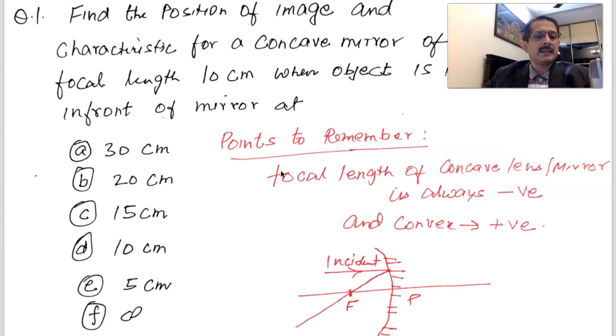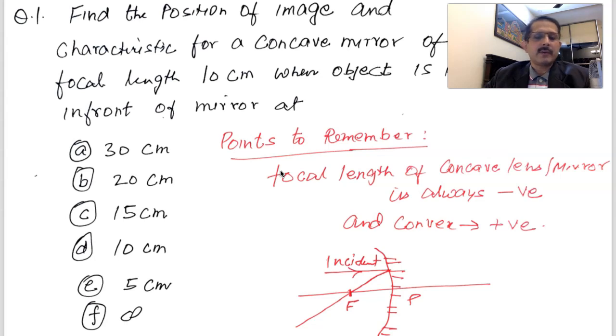So basically these 6 examples related to concave mirror we will do first, and then we will do 2-3 examples of convex lens or convex mirror as well. These A to F questions which we are doing right now will help us understand the various positions of object and image, as we have derived in the earlier lectures.